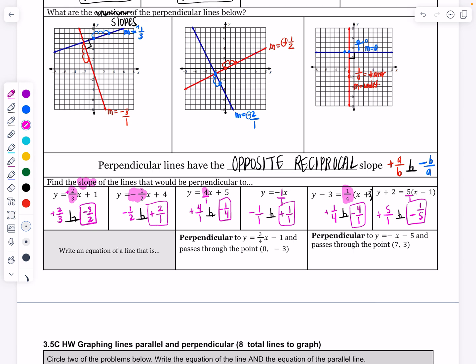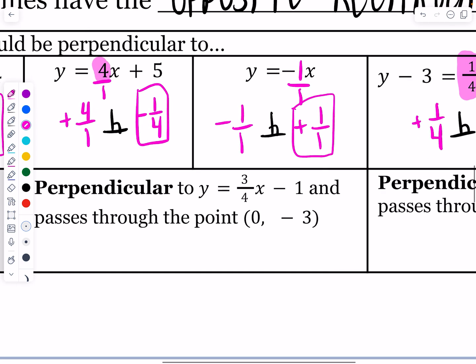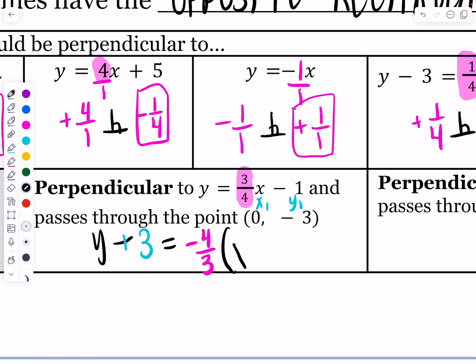And now we're going to write an equation of a line that is perpendicular to this line. So we're going to pay attention to the slope, but it passes through a different point at 0, -3. So again, we're going to use point slope here. So there's my x1, there's my y1. You could use slope intercept form because that's technically a y-intercept, but I like point slope. So y minus -3 becomes a +3 equals opposite reciprocal slope. So we're going to take that 3/4. We're going to flip it to -4/3. And then that's going to be x minus 0. Again, you don't have to write that -0 part, but that would be in point slope form.